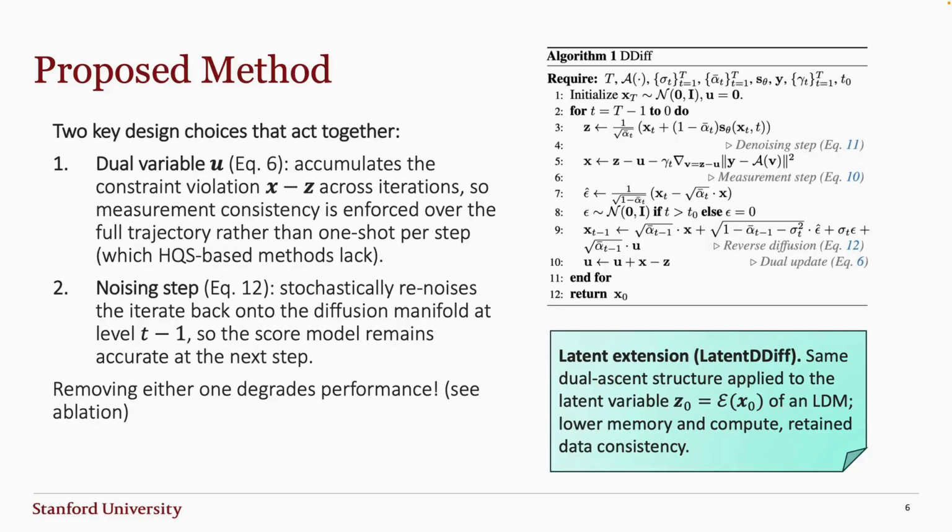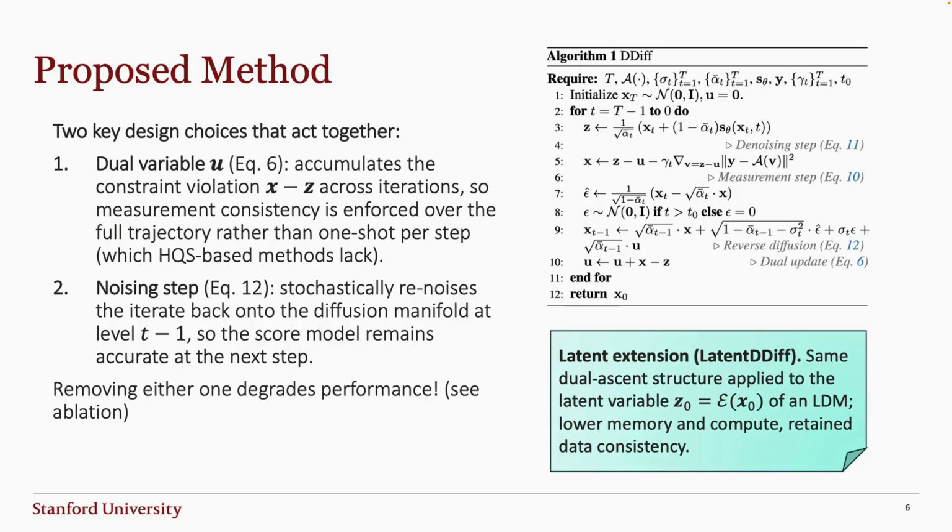Two design choices act together here. First, u accumulates the constraint violation x minus z across iterations, so measurement consistency is enforced over the full trajectory. This is what HQS methods lack. Second, the noising step stochastically pushes the iterate back onto the diffusion manifold at the next level, keeping the score model accurate throughout. Ablations show that removing either component degrades performance.